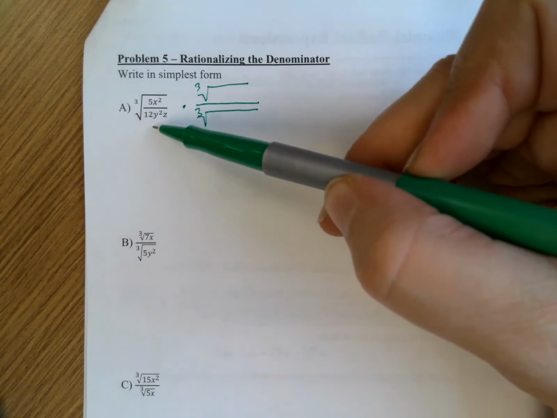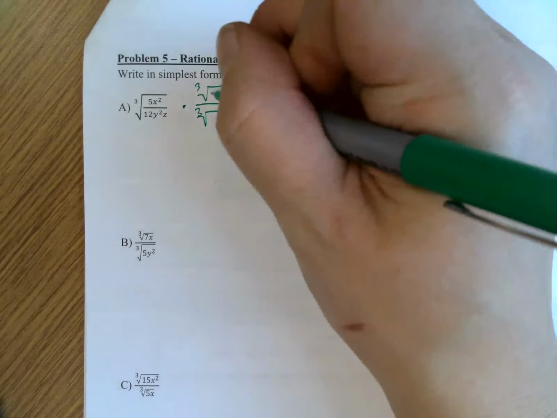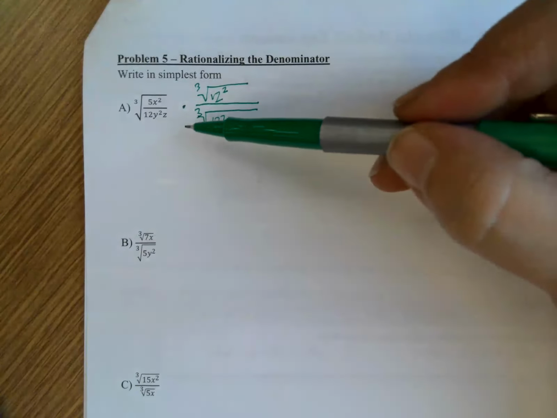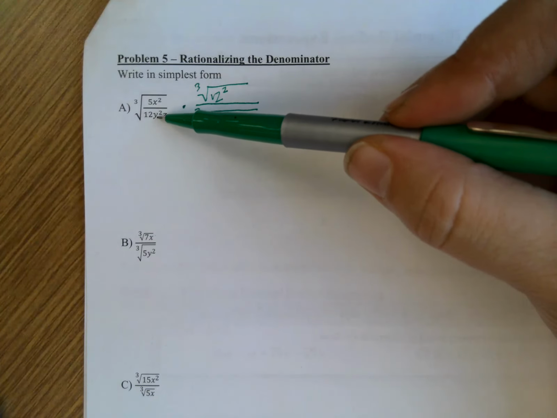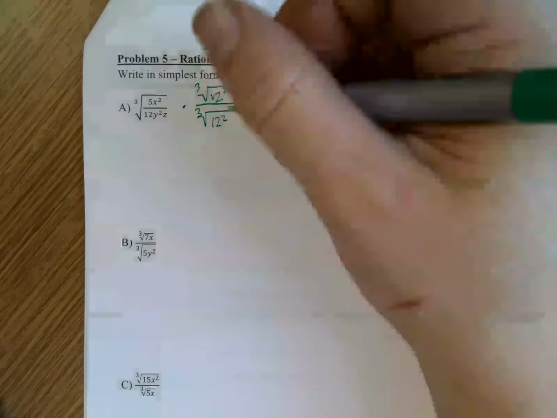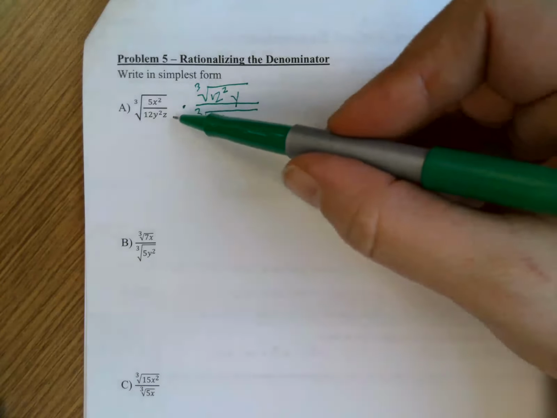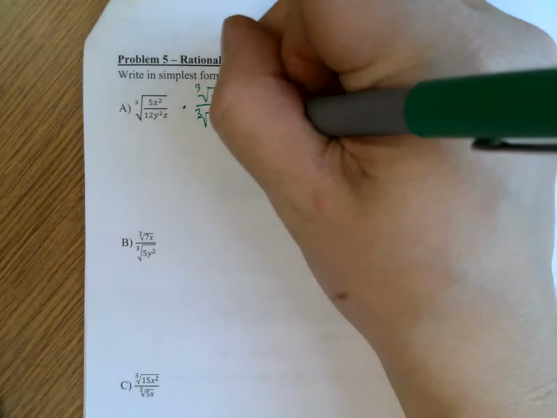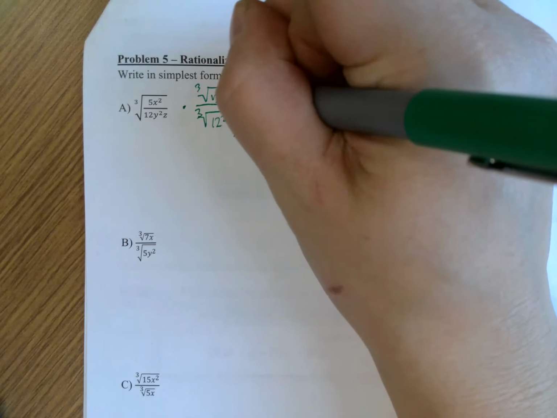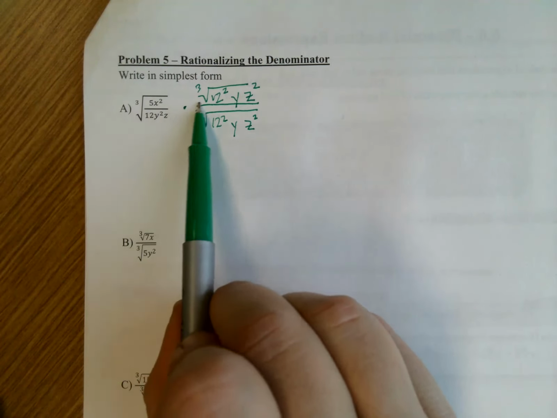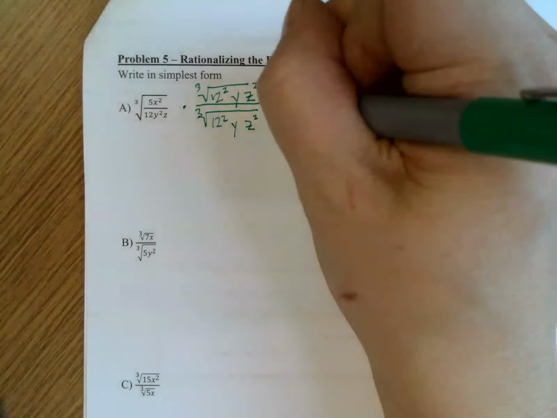I have 12 here. So that means I need 2 more 12s. So I'm going to do 12 squared for both of them because I need a group of 3. I have 2 y's. That means I need 1 more y. Now I have 1 z. That means I need 2 more z's. So I'm trying to complete the group of 3. Now you multiply on top and you multiply on bottom.